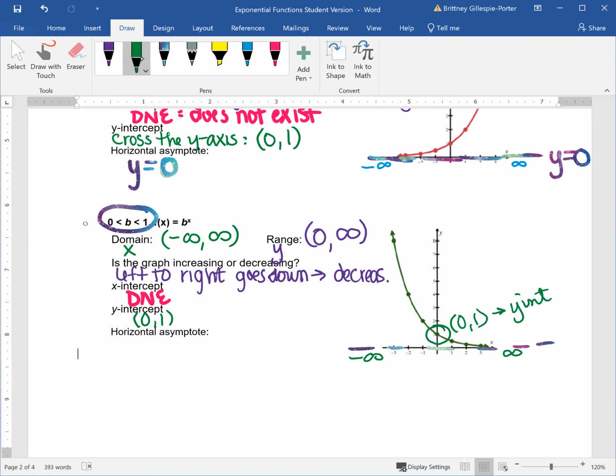Our horizontal asymptote is that horizontal line we just can't seem to cross. And remember, we keep that as a dashed line. And if we cannot cross over that y equal to 0, that means we have a horizontal asymptote of y equal to 0.